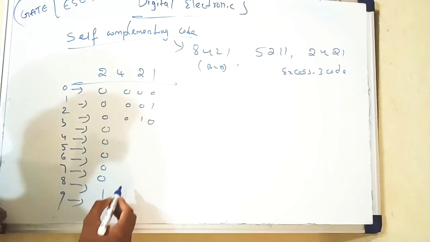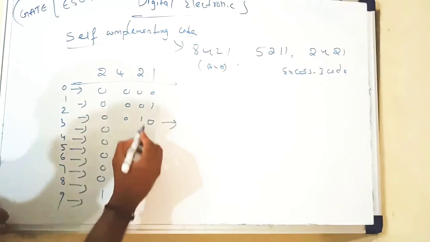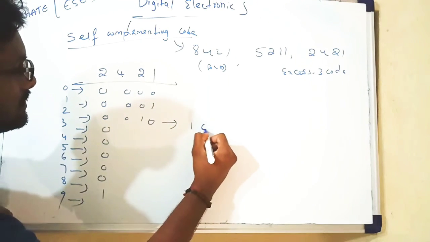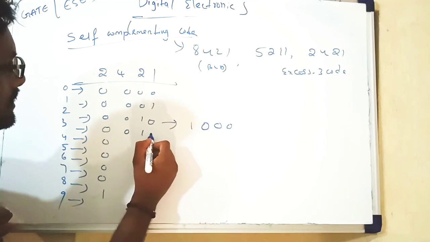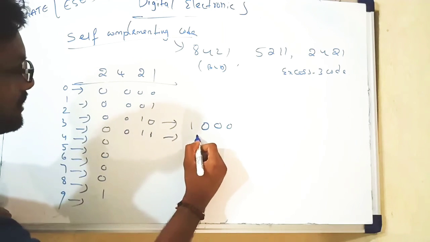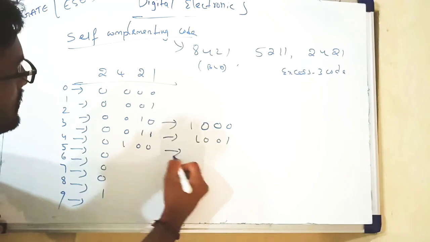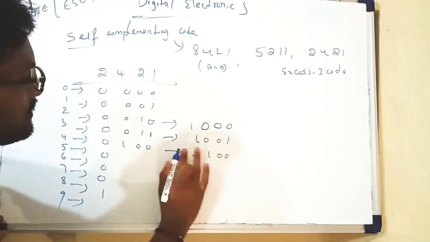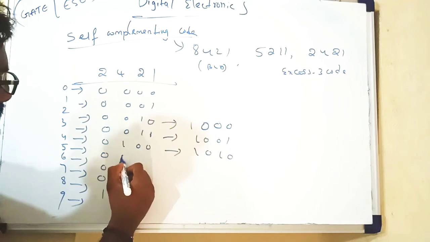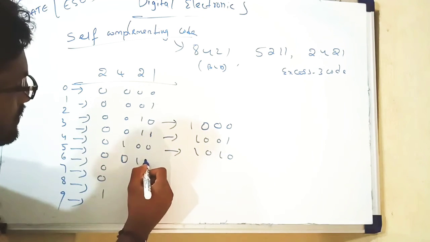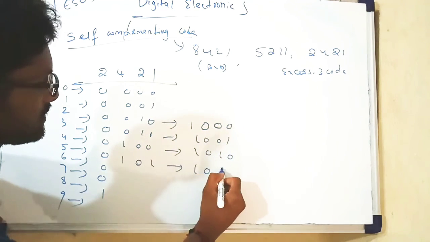For 2 there is also another possibility. We can write this as 1000. Then 3 means 0011. There is also another possibility 1001. 4 means 0100. There is also another possibility 1010. 5 means 0101. There is also another possibility 1011.